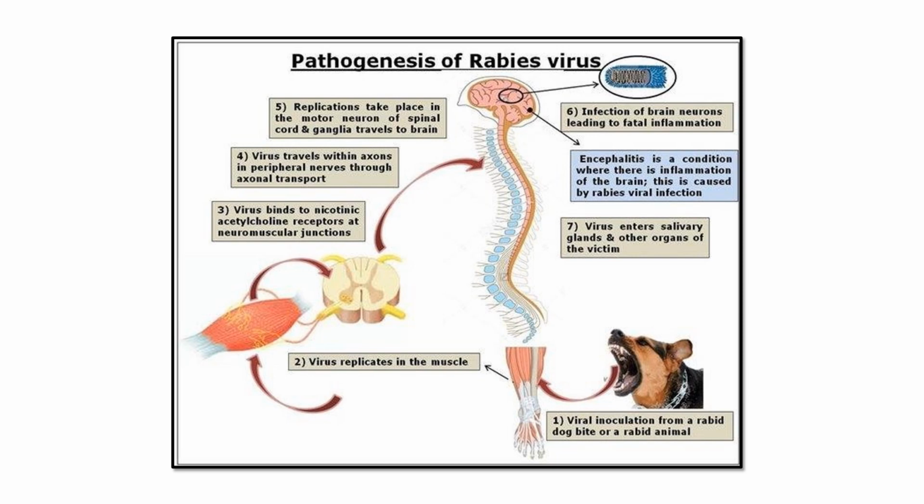Now, in step 3, the virus binds to nicotinic acetylcholine receptors at the neuromuscular junction. I just told you that the acetylcholine receptors are present on the neuromuscular junction. The virus binds to them, and then it travels through the axons in the peripheral nerves, through retrograde axonal transport, up to the central nervous system. In step 5, replication takes place in the motor neurons of the spinal cord and ganglia, and travels to the brain. Here in the brain, infection of brain neurons leads to fatal inflammation.